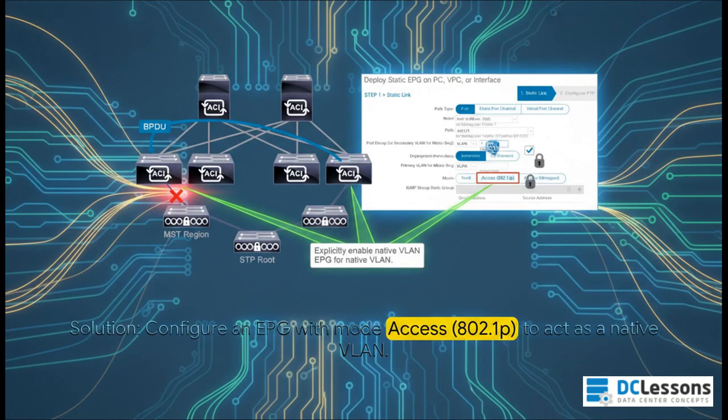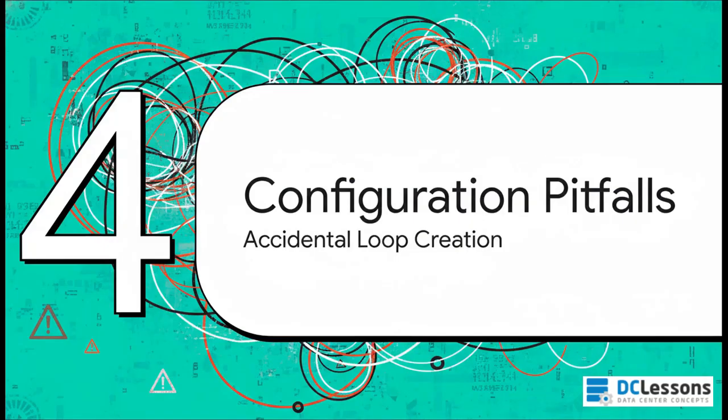You have to explicitly configure an endpoint group, an EPG, to act as the native VLAN on those ACI interfaces. You just go into the static port binding and set the mode to access 802.1p. All that does is tell the leaf switch it's okay to accept these untagged BPDUs. This makes sure they get processed correctly and flooded across the fabric, and your MST network can finally work the way it's supposed to.